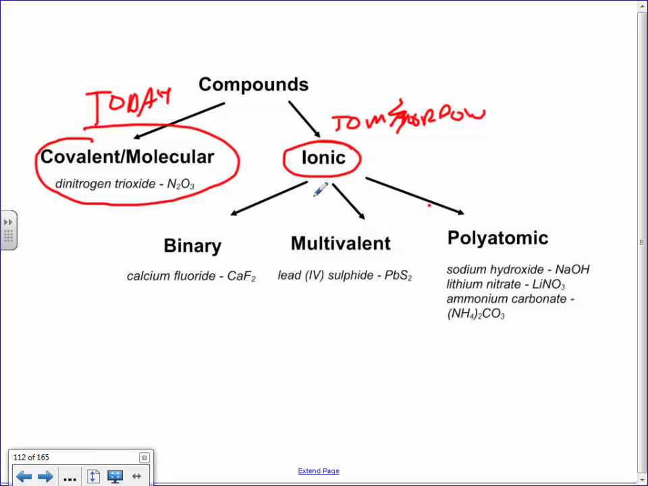Anyways, tomorrow we're going to talk about ionics, and it's a little more challenging because there's actually 3 different subgroups of ionics. So I'm going to use this flow chart more tomorrow, but today all we're going to do is talk about how to name covalent stuff.